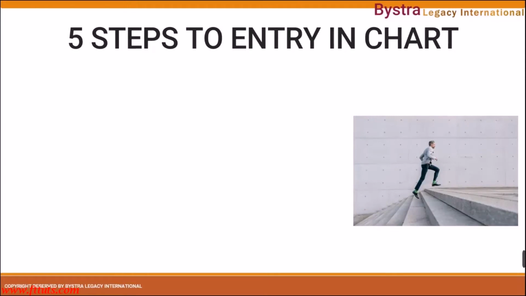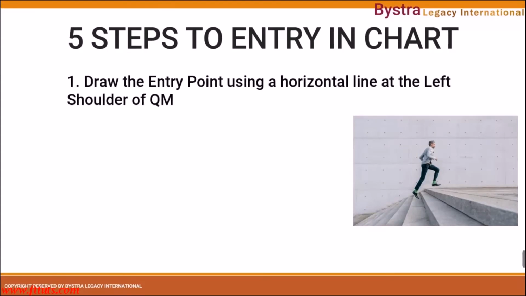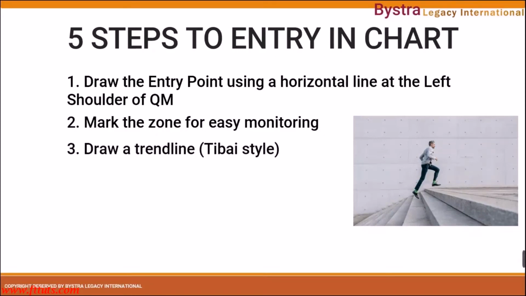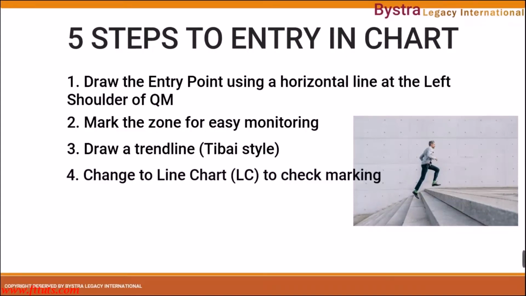Alright, there are 5 steps to entry in the chart for this QMC. It's very simple, isn't it? The first one, remember we always have to find the setup first. So draw the entry point using a horizontal line at the left shoulder of the QM. Second, mark the zone for easy monitoring. Third, only then do you draw the trend line. We're using the T-bar style. It's only as an act of confluence, so that we know the price confluence is within that range. Fourth, change to line chart to check our marking is correct.